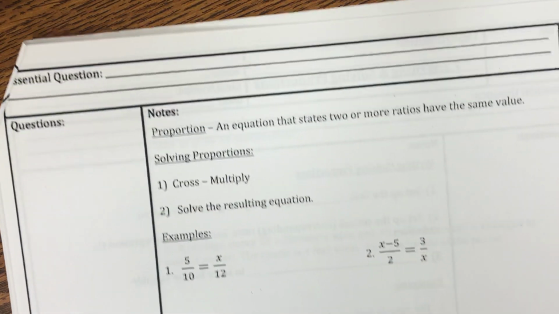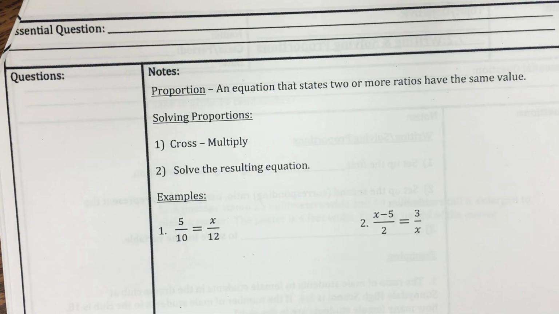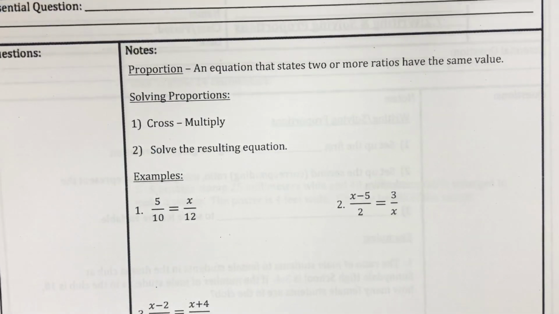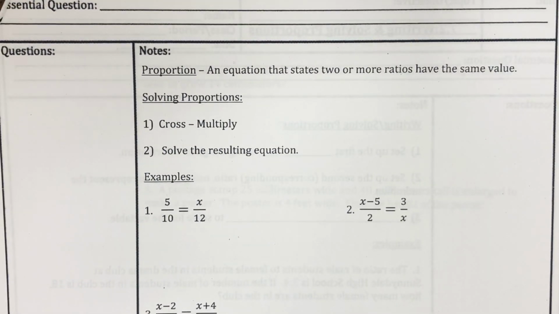We've done this quite a bit already. A proportion and solving a proportion. A proportion is an equation that states two or more ratios have the same value. To solve them, we will cross multiply. So essentially, we have two fractions that are equal. We've cross multiplied numerous times in our solvings when we were doing sine, cosine, tangent. So these actually should be fairly straightforward.